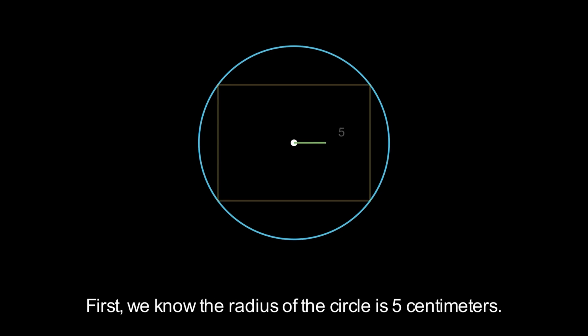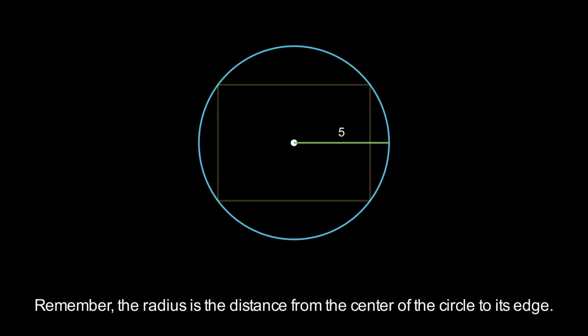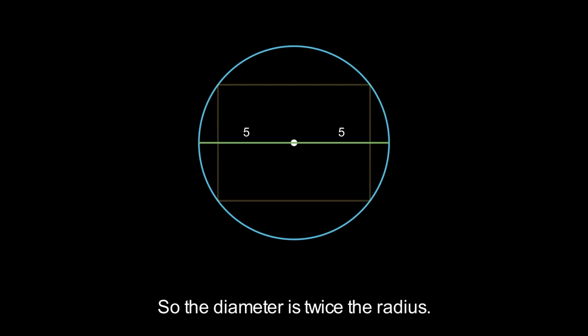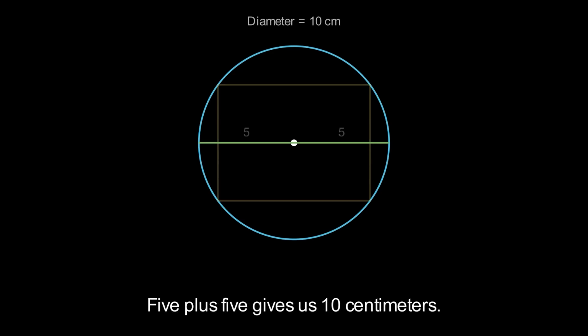First, we know the radius of the circle is 5 centimeters. Remember, the radius is the distance from the center of the circle to its edge. But the diameter goes all the way across the circle, through the center. So the diameter is twice the radius. 5 plus 5 gives us 10 centimeters.